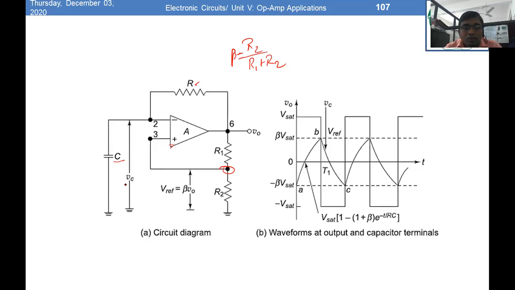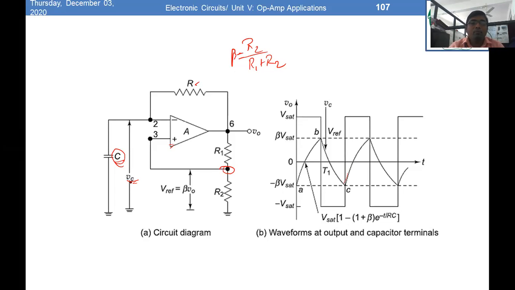Here the voltage across the capacitor is considered as Vc, and this capacitor and the feedback resistor R make an RC component that decides the frequency, or the time period, of the output signal. Side by side there is a waveform of the output and the capacitor terminal. The square wave is the output waveform, and the exponentially rising and decreasing waveform is the voltage across the capacitor, Vc. We will discuss this waveform later on.